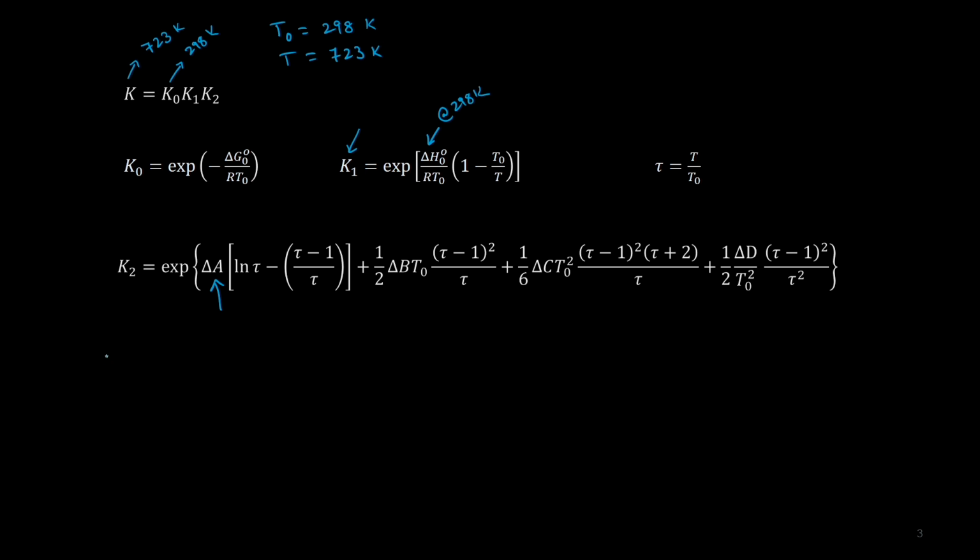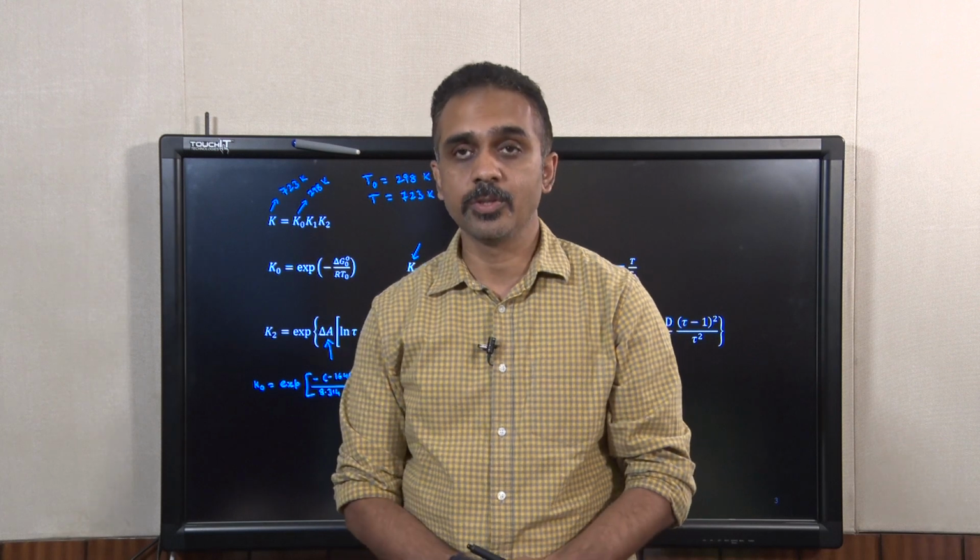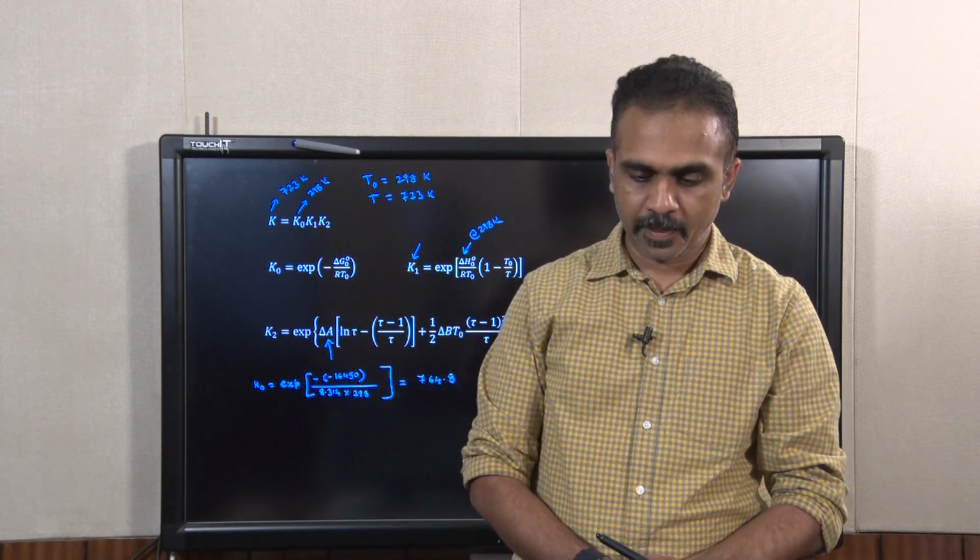For the first term, K0 turns out to be exponential of negative delta G0, which is negative of negative 16,450 over R, which is 8.314, times T0, which is 298. If I calculate this number, it turns out to be 764.8. This is the value of K0. This is the equilibrium constant if the reaction were to occur at 298 Kelvin.